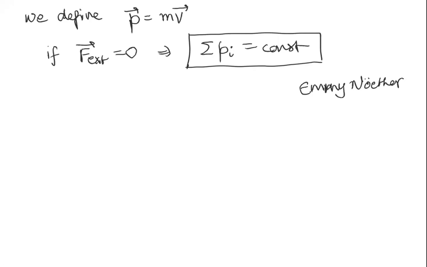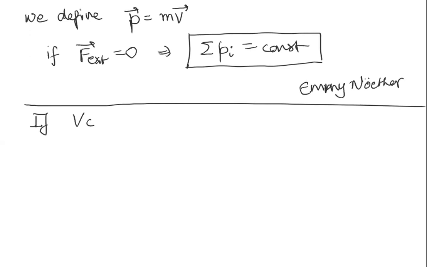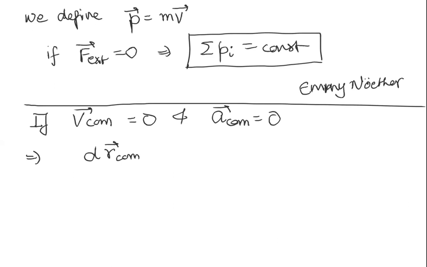So how are you going to apply this and what are the rules and conditions and so on and so on? Before we move on to the law of conservation of linear momentum, there is one other thing that I must talk about. And that is that if the velocity of center of mass is zero and the acceleration of center of mass is zero, right, then this means that d(r_com)/dt will be equal to zero, and this means that r_com, which is the position vector of the center of mass, must be constant.